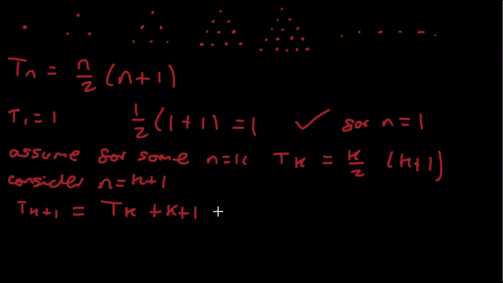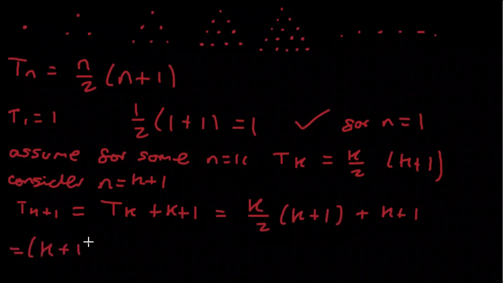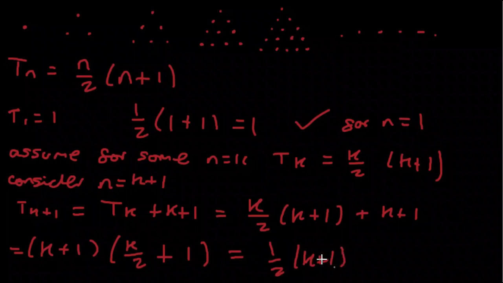We've assumed that Tk is equal to k over 2 times (k plus 1), and then we've got plus (k plus 1), and we're going to factor out this k plus 1. So that's k over 2 plus 1. And then we're going to factor out this half, so that's equal to 1/2 times (k plus 1) times (k plus 2). But we notice here the k plus 2 is k plus 1 plus 1.